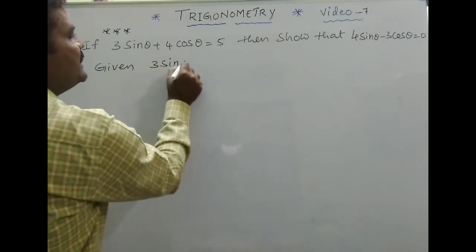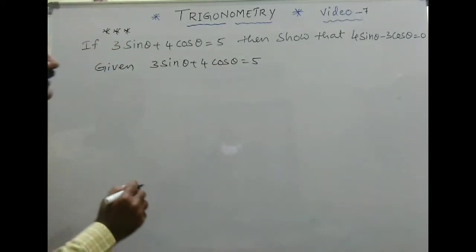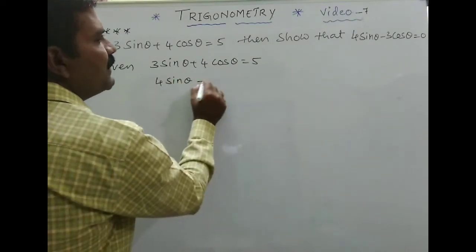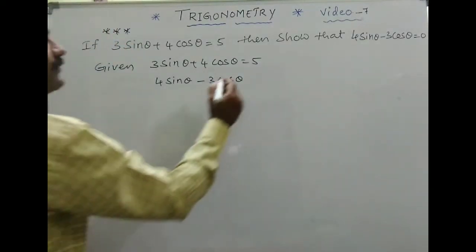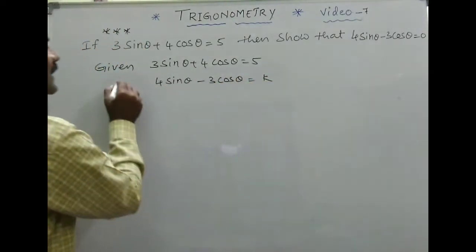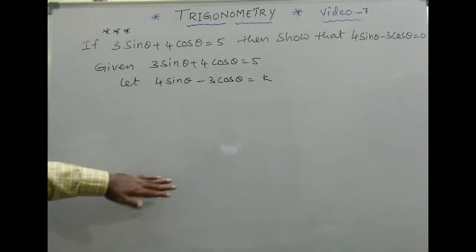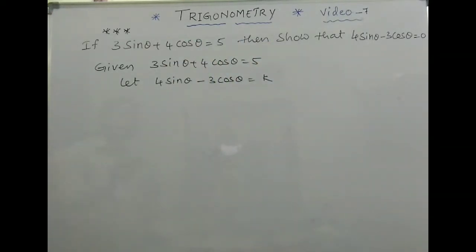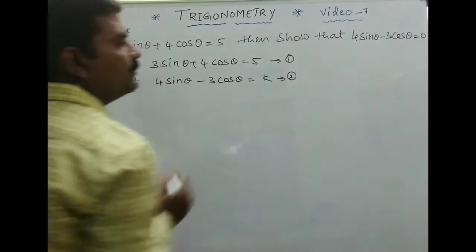Given that 3 sin theta plus 4 cos theta is equal to 5, we need to show that 4 sin theta minus 3 cos theta is equal to 0. So for some time, let us assume that as k. If we prove that k is 0, hence this is 0. That's what we need to prove. Please consider the given one as equation number 1.